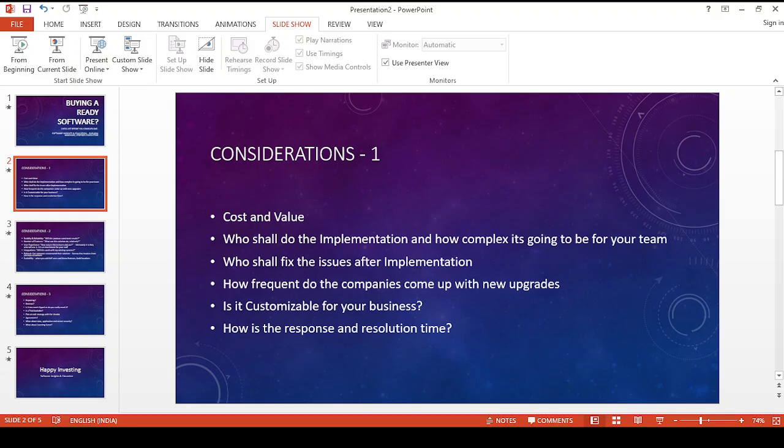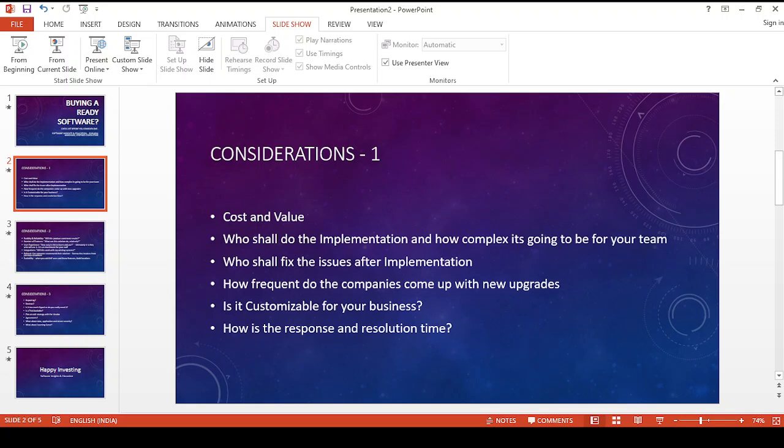Second is, if it is a big software, who will do the implementation? Is it going to be the same team that has sold you the software, or is it going to be a third party which has been trained and educated on the software with respect to customization, tweaking it, and also implementing for the customers? This is an important piece of information. And then how complex it's going to be for your team as well, because the time spent by your staff on the software is also an investment during implementation.